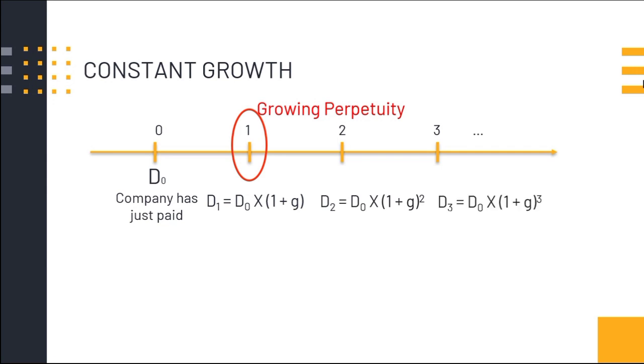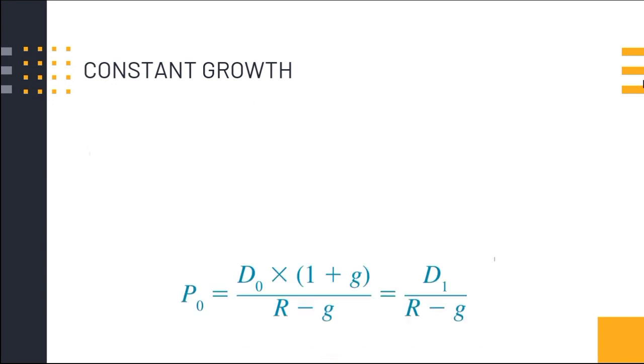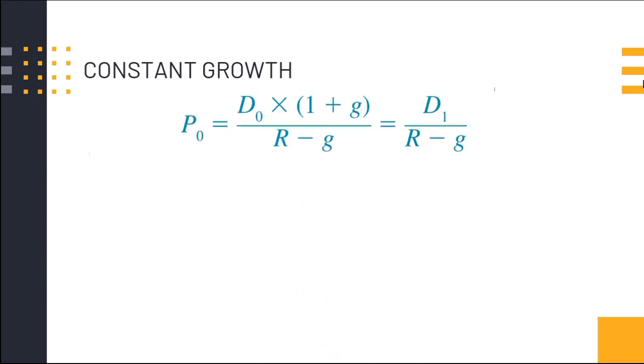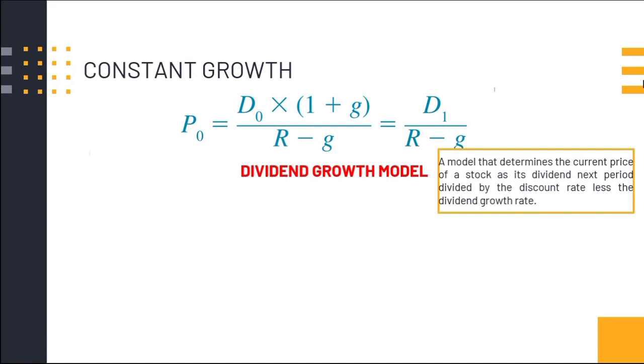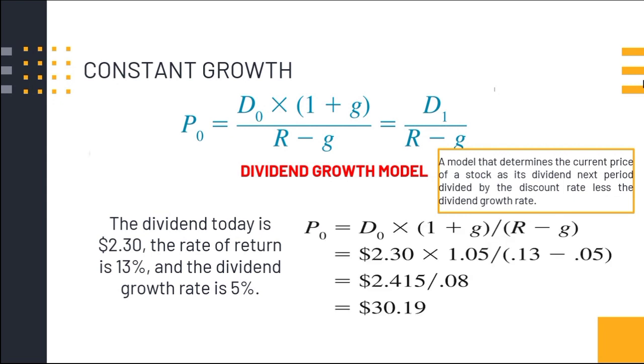So the question now, what method do we use to calculate the present value or current price of a share of stock with growing dividends? So we will use this method known as the dividend growth model. To simplify things, let's say the dividend today is $2.30, the rate of return is 13%, and the dividend growth rate is 5%. Using the method above, the price per share is $13.19.